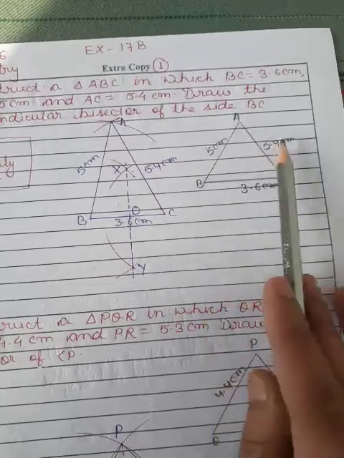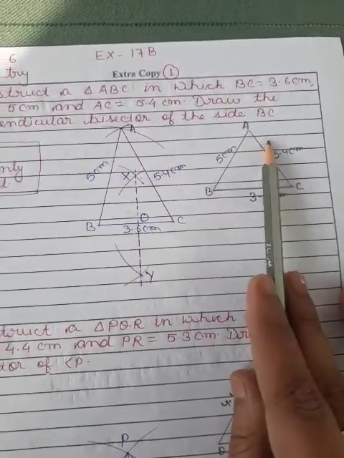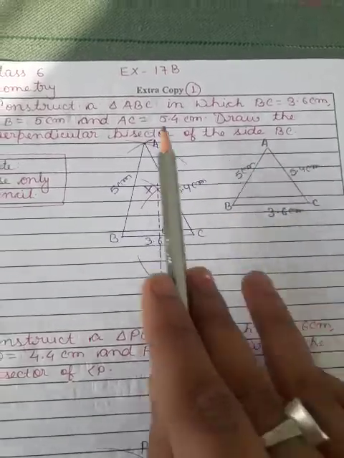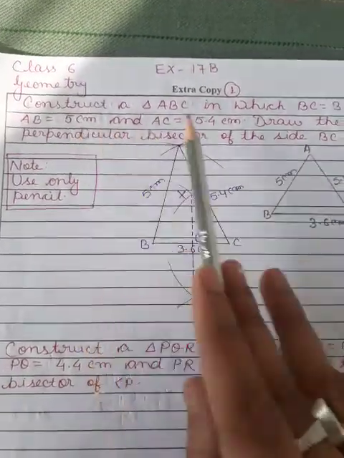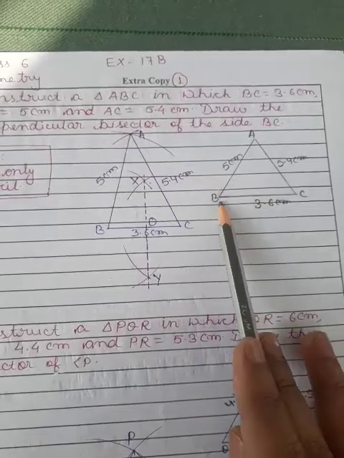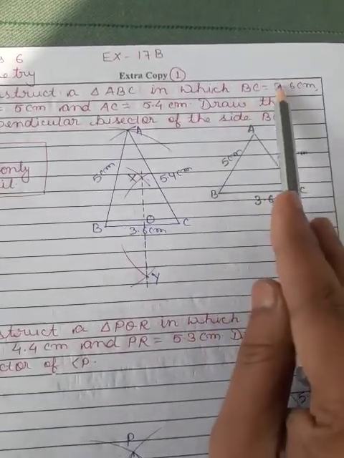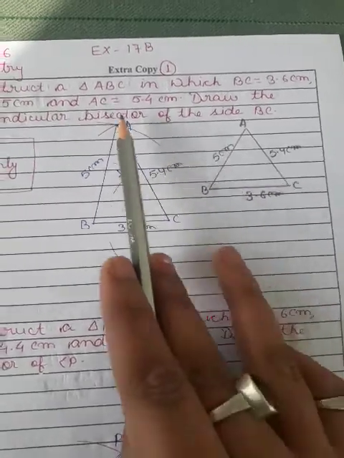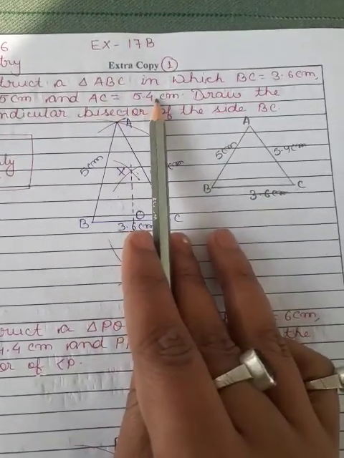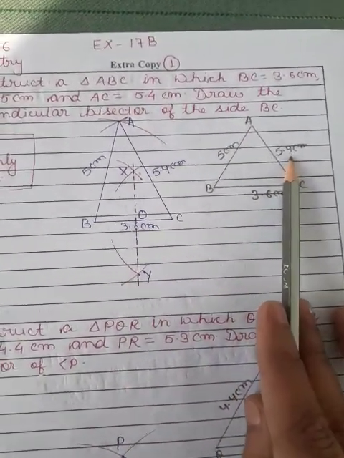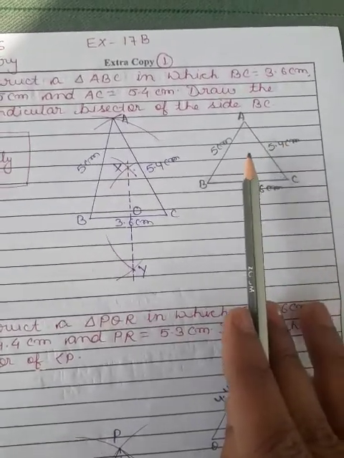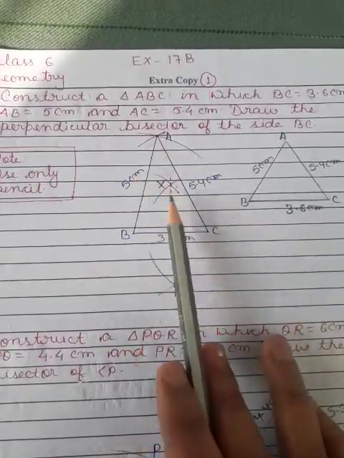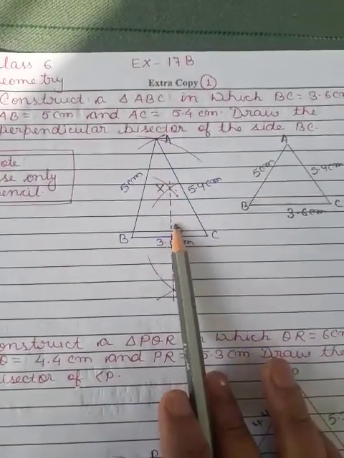First you draw one triangle ABC and then put the values according to the question. AB value is given how much? 5 centimeter, right here 5 centimeter. BC's value is given how much? 3.6 centimeter, right here 3.6 centimeter, and AC value is given 5.4 centimeter. Now looking at this figure, we will draw the original figure with the help of your compass, scale and pencil.